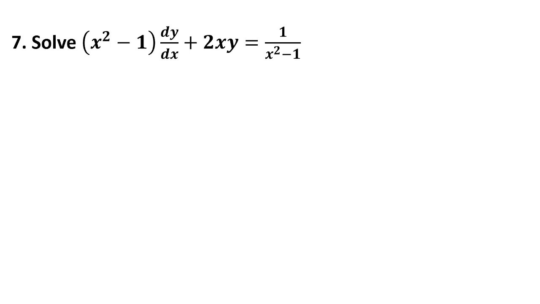Go to question number 7. x square minus 1 into dy by dx plus 2xy is equal to 1 by x square minus 1. Here, some of you may think that this is once again a homogeneous equation, because x square is there, then xy is there, but y square is not there.